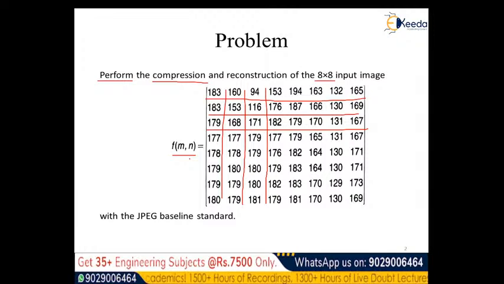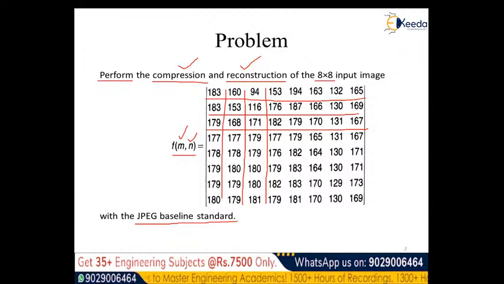Here m and n are the representations of the number of rows and columns. These are the parameters denoting the spatial coordinates, and both m and n have the value 8. We also have to show the compression, as well as the reconstruction of whatever compressed result we obtain in the first task, following the JPEG baseline standard.